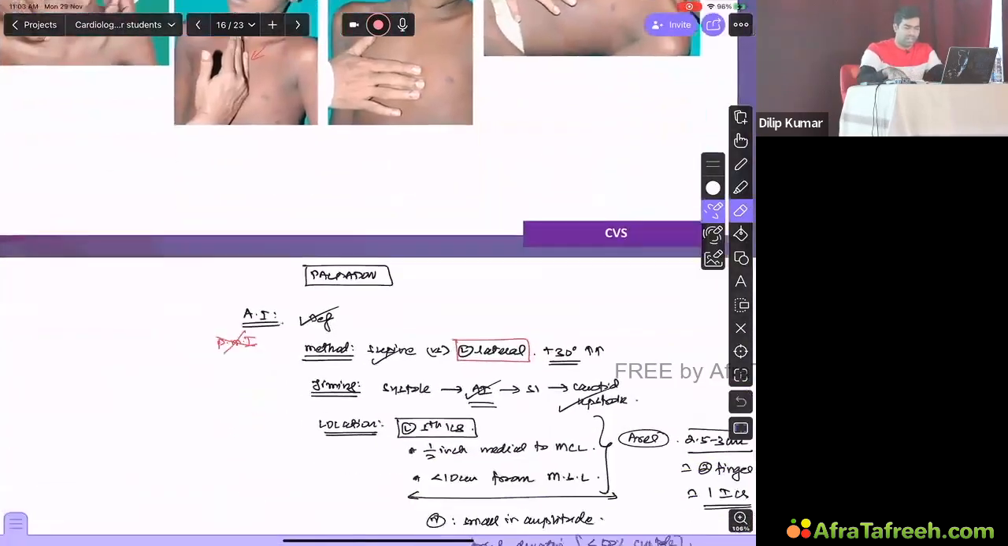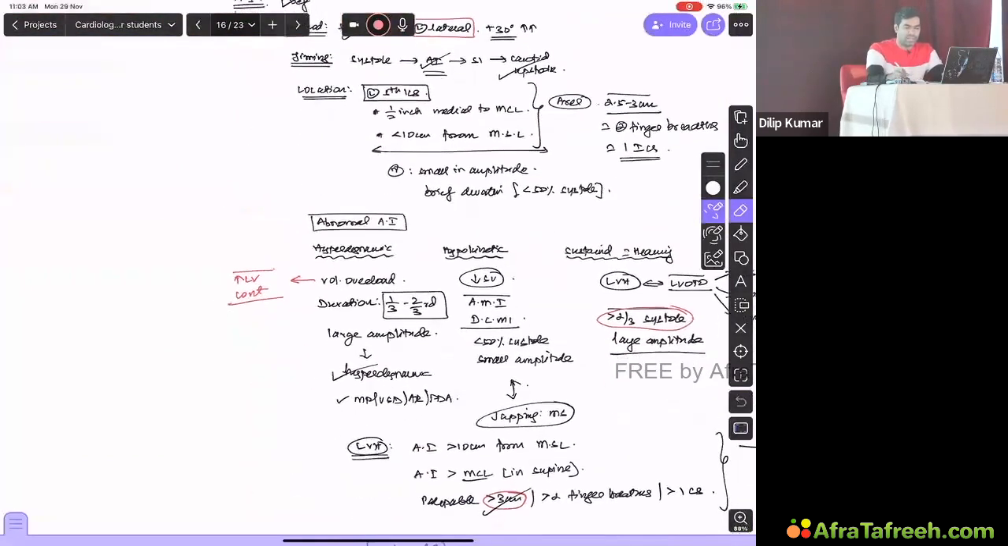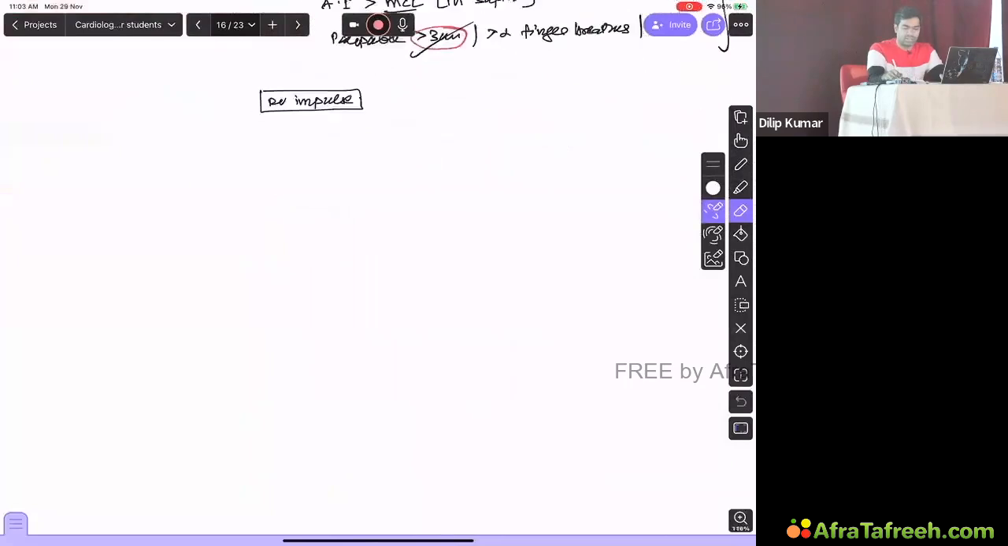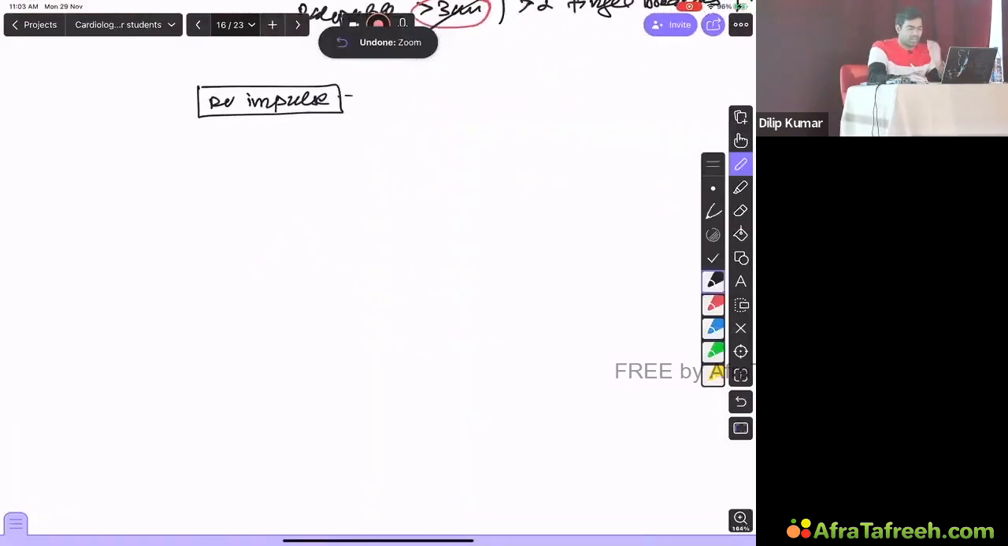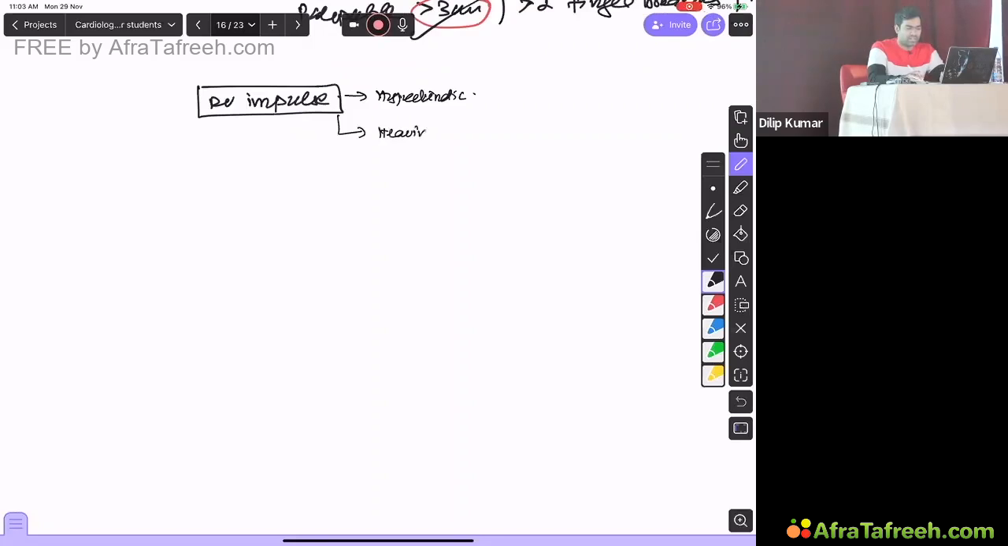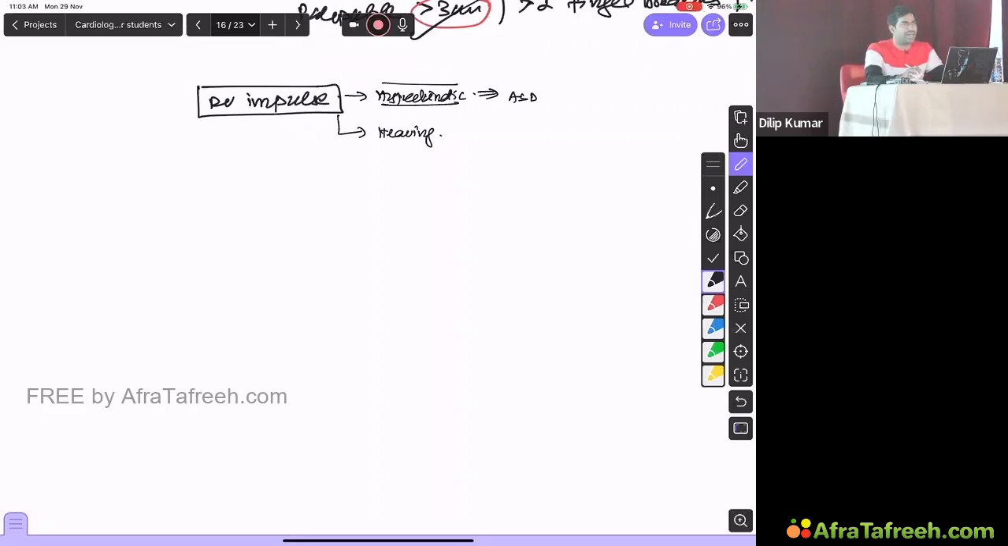Once again, the right ventricular impulse can be hyperkinetic as well as heaving, sustained. Where you see a hyperkinetic apical impulse for the left ventricle, you will say the same for the right ventricle. So it's volume overload. What are the conditions that produce volume overload of the right ventricle? First is ASD. That's what you should say. Number one, that's the condition that produces significant volume overload to the right ventricle. Please don't say VSD here.